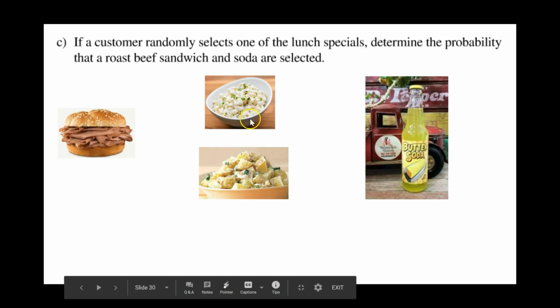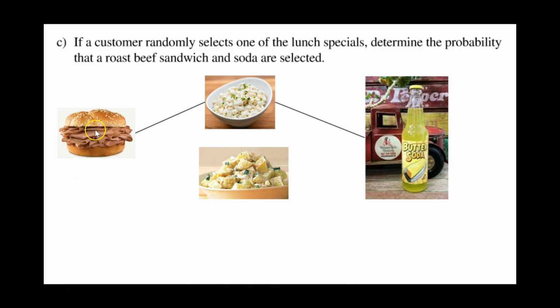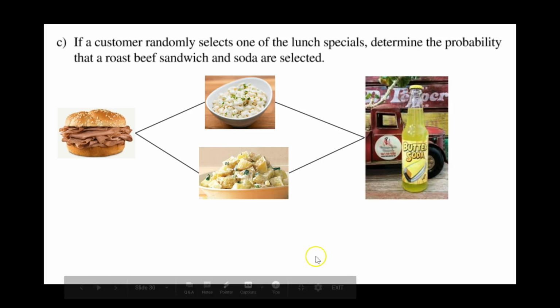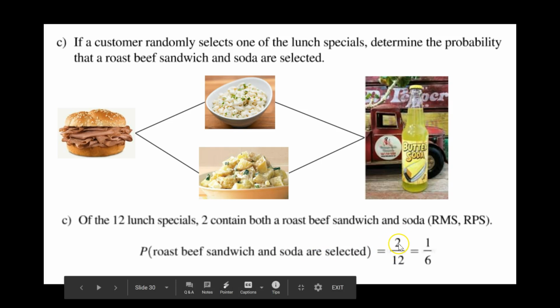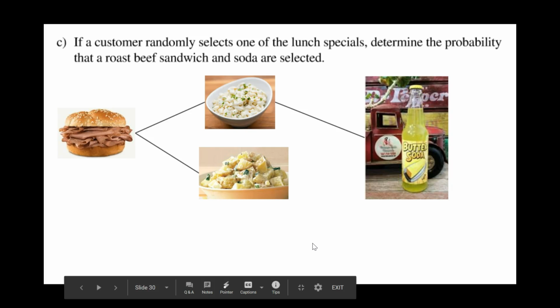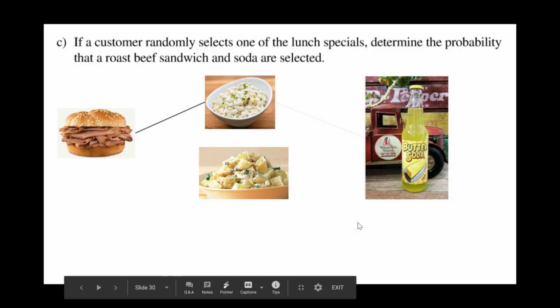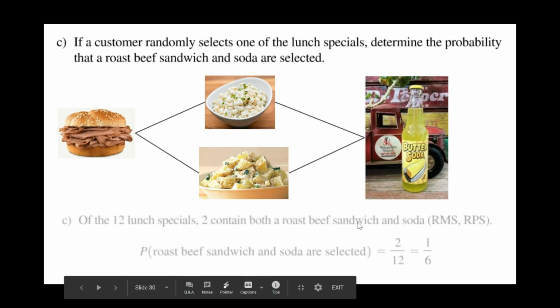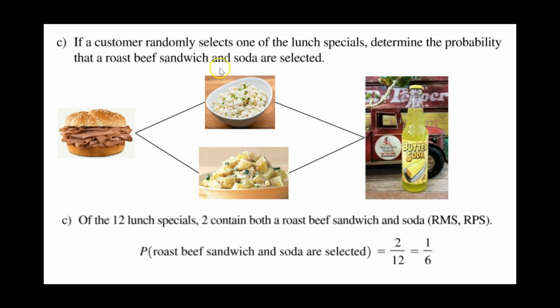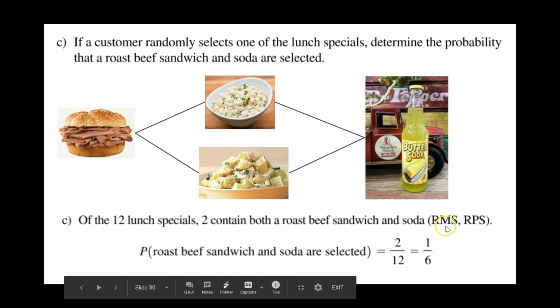So let's make our first selection, just a sample here. Our first choice is beef, macaroni salad, and soda. That's one. And we can do beef, potato salad, and soda. That's two. So there's two out of the 12 possibilities that the person will select a roast beef and a soda in this problem.